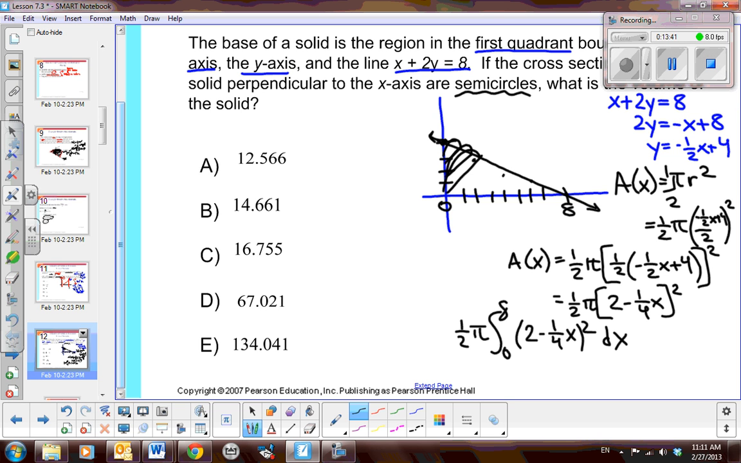Now we can see my choices here, multiple choices, are all decimal format. So I'm going to use my calculator to find the answer. And in doing that, you should find that the answer is 16.755.